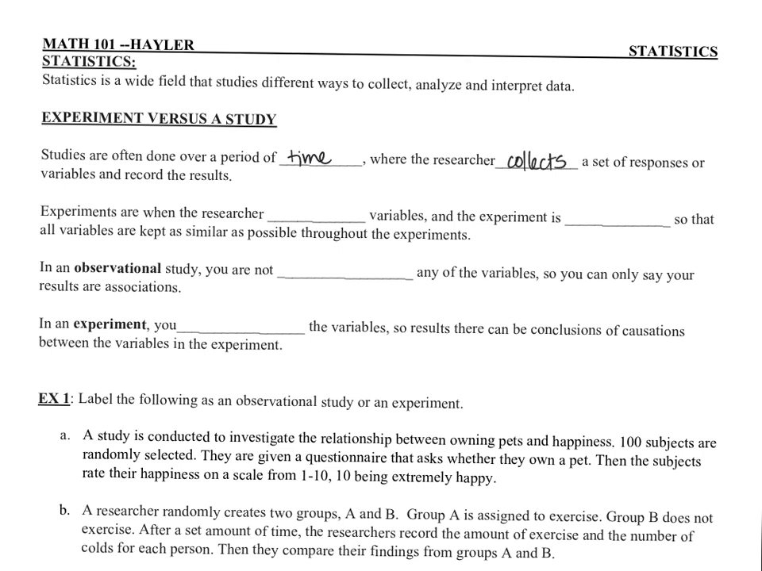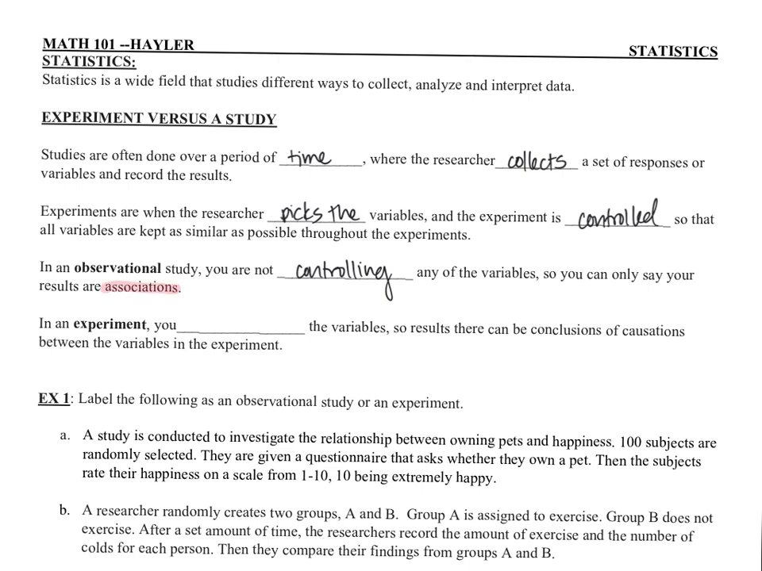Experiments are when the researcher picks the variables and the experiment is controlled so that all variables are kept as similar as possible throughout the experiments. In an observational study, you are not controlling any of the variables. So you can only say that your results are associations, since we didn't control any of them.